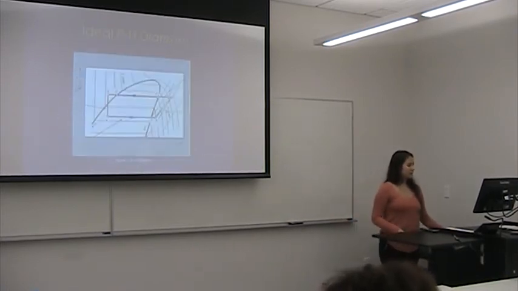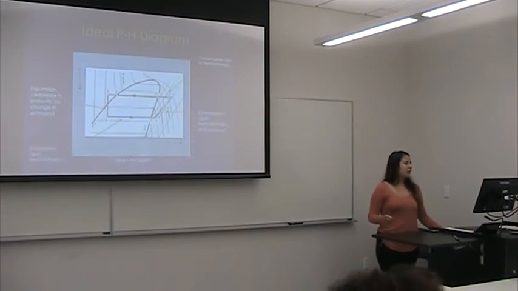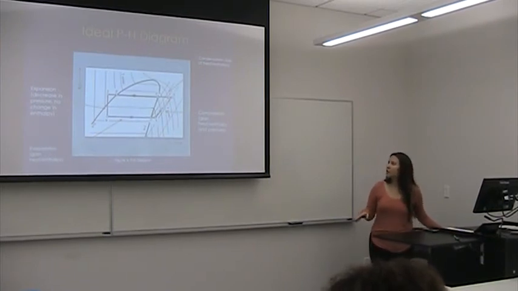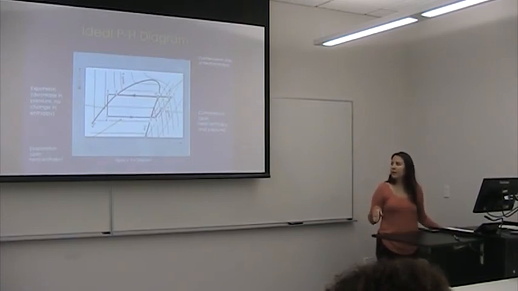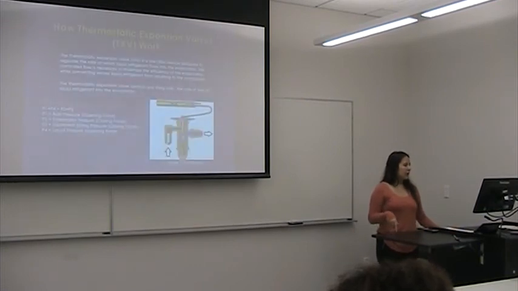Oh, sorry. This one is the pH diagram. So from 1 to 2 is compression, gain of heat, enthalpy, and pressure. From 2 to 3 is the condensation, loss of heat, and enthalpy. From 3 to 4 is the expansion, decrease in pressure, and no change in enthalpy. And from 4 to 1 is the evaporation, gaining heat and enthalpy.